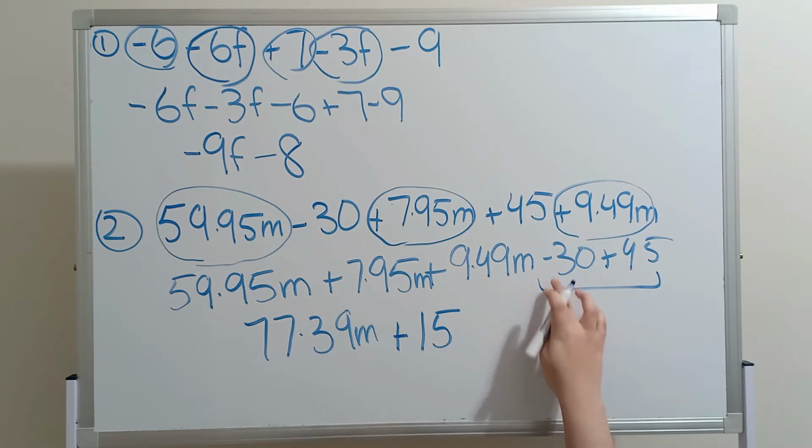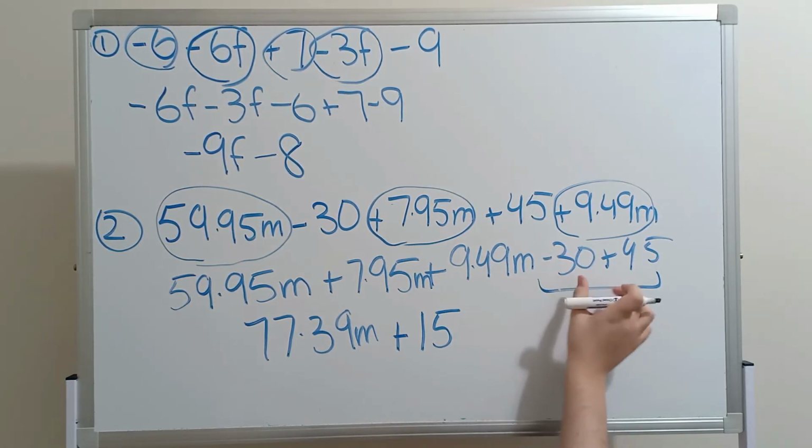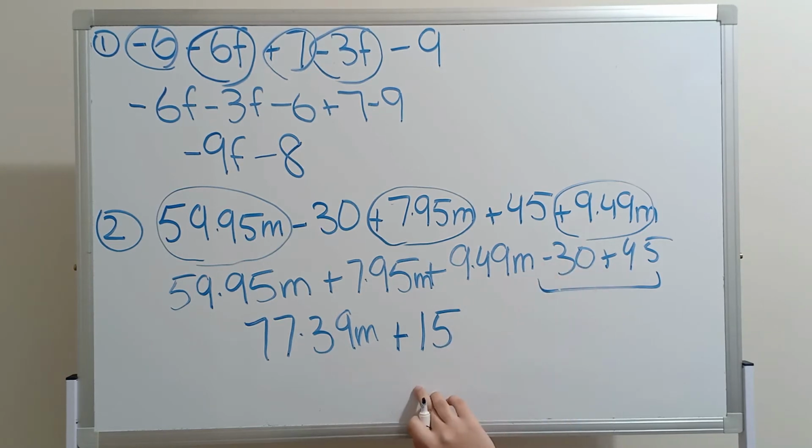So we're not going to put a negative sign just because there is a negative sign in front of 30. We have to first add these two, and whatever we get, even if the answer is positive or negative, we are going to put the sign accordingly to that. So here we have our second expression answer, which is 77.39m plus 15.